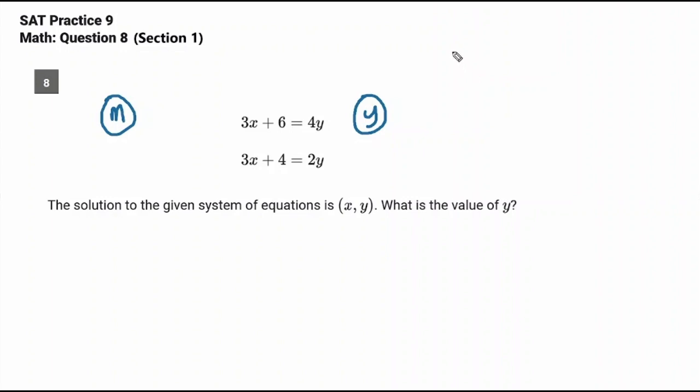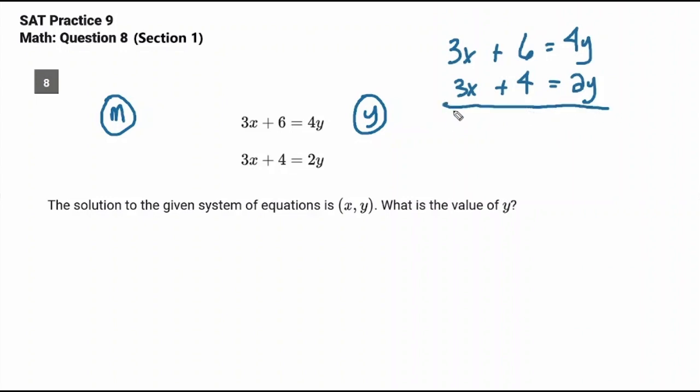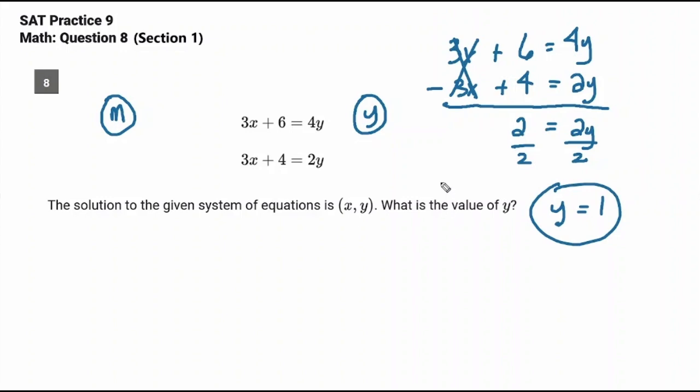So just write down the equations, put a line under them, and all you're going to do with simultaneous equations is add or subtract. Which should you do, add or subtract? Let's just subtract, because if we subtract, these 3x's go away. 3x minus 3x is 0. 6 minus 4 is 2. 4y minus 2y is 2y. And now, 2 equals 2y, anyone can do that. Divide by 2, both sides. Y equals 1. And that's it. That's the answer. Get this right real quick and move on.